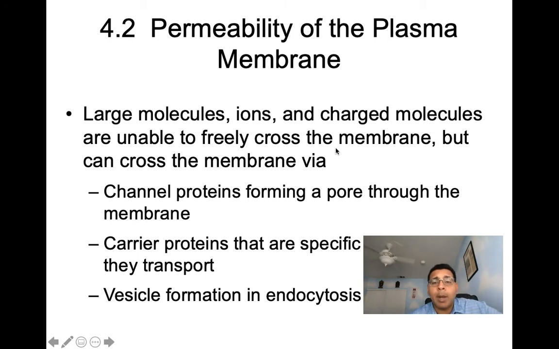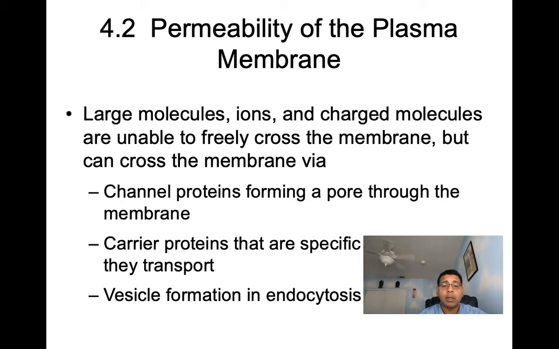How do they get across the membrane then? They're able to get across the membrane thanks to channel proteins. Channel proteins form a pore through the membrane which will allow these substances to make their way through. Carrier proteins are there as well that'll help. Carrier proteins are going to be specific for substances. They don't allow anything and everything to pass through. They're going to be specific for substances, and they'll allow them to then make their way across, as we saw.